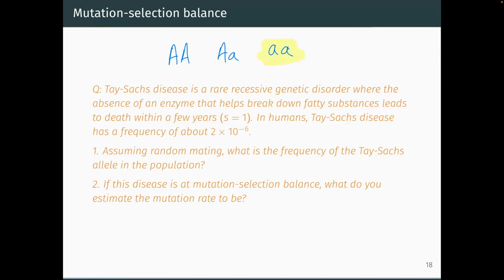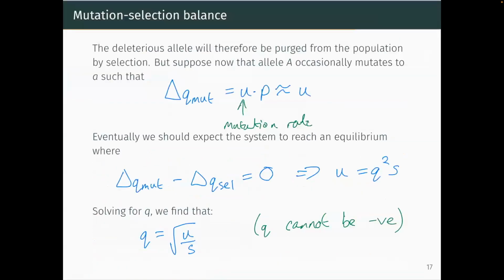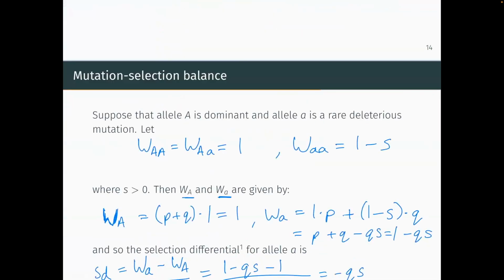So we're told some things, that it's fully lethal. So individuals die before they reproduce. So S is equal to 1. We're thinking about selection against a deleterious allele before. So remember up here we had this 1 minus S. Selection against those individuals is going to be very, very strong because they're going to have fitness 0.